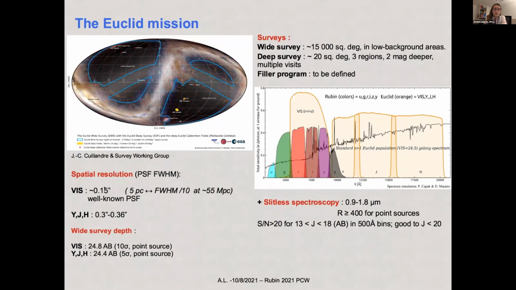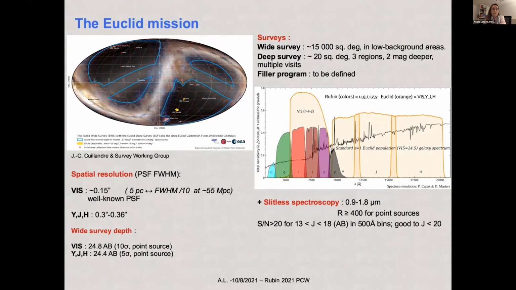The spatial resolution is very good in the visible. It's 0.15 arc seconds full width at half max, which means that a 5 parsec diameter object such as a globular would have a size of a tenth of the full width at half max at 55 megaparsecs, which is something you could measure if you had enough signal, which means that you would have to have an exceptionally bright globular cluster at that distance. So that's relevant as well to ultra-compact galaxies.